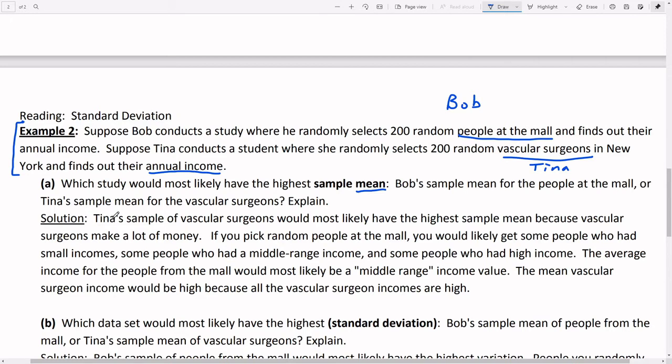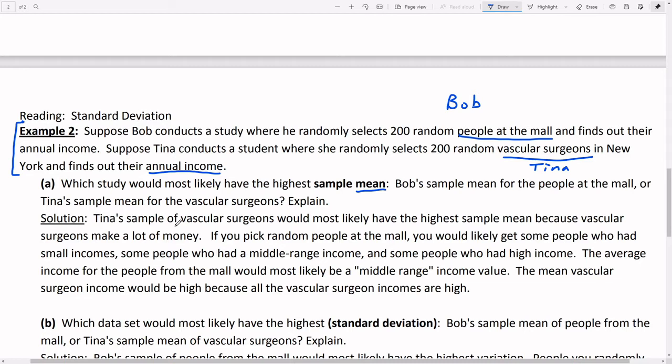So, Tina's sample of the surgeons will have the highest mean because they make a lot of money. Done. Right? That's what you've got to be thinking about. You've got to be thinking about the people, who goes there. And remember, we're just trying to think generally about each group. What's generally true about them? It's totally true.